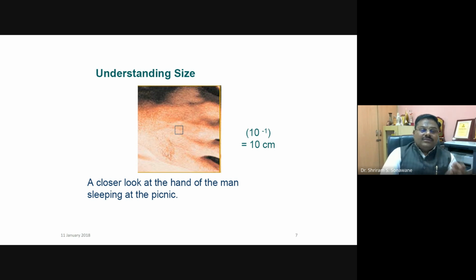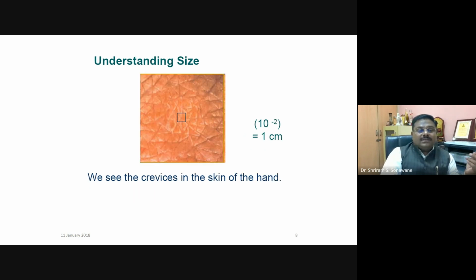Then magnify it. Now just concentrate, take a closer look at the hand of the man, and magnify. Magnify means we go deeper and deeper and magnify the scale in a negative direction, that is from 10 centimeter, 10 raised to minus 1 meter. So we can see a closer look at the hand of the man who is sleeping at the picnic. Next slide. Then at 10 raised to minus 2 meter, 1 centimeter, we see the crevices in the skin of the man's hand.